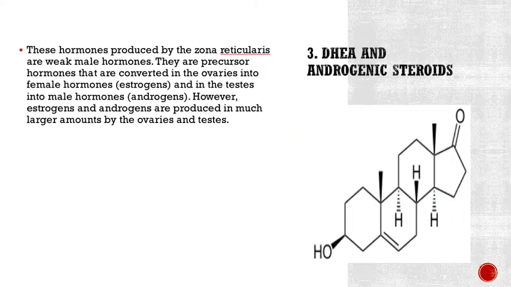The third hormones that we're going to talk about are DHEA and androgenic steroids. So these hormones produced by the zona reticularis are weak male hormones. They are precursor hormones that are converted in the ovaries into female hormones, that is estrogens, and in the testes into male hormones, that is androgens. However, estrogens and androgens are produced in much larger amounts by the ovaries and testes itself.